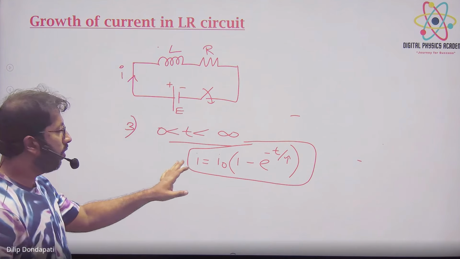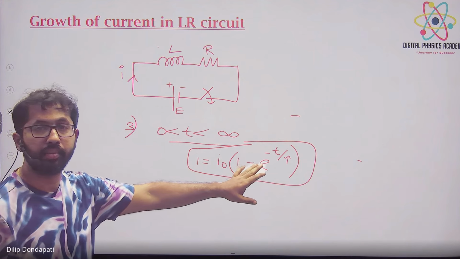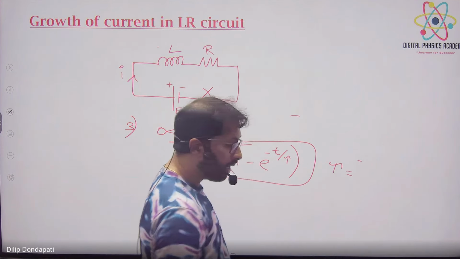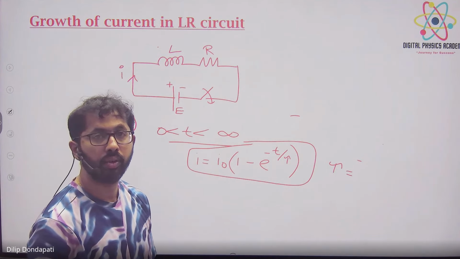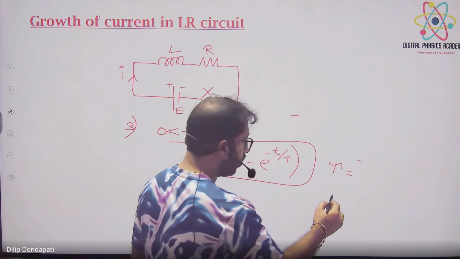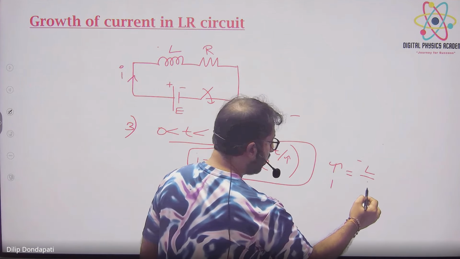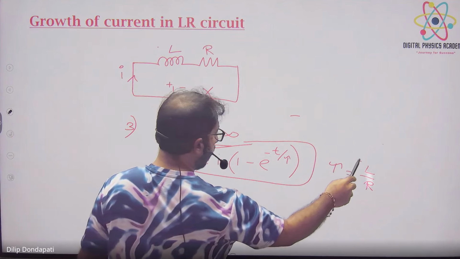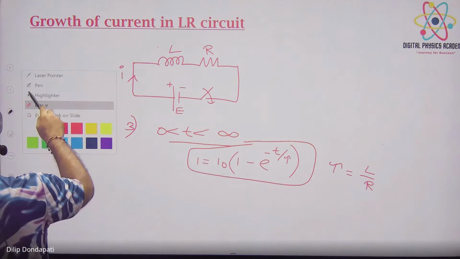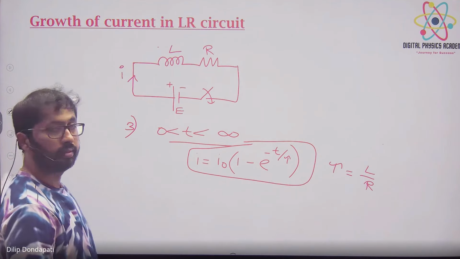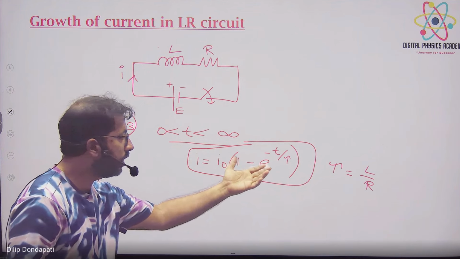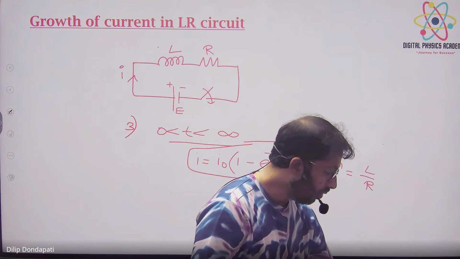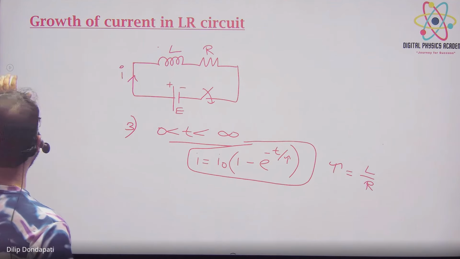Okay. So I equals I naught into 1 minus e power minus t by tau is the formula, where tau is called the inductive time constant, and tau is equal to L by R. Inductive time constant, that is L by R. So see, exponentially it is increasing. Learn the formula by heart: I is equal to I naught into 1 minus e power minus t by tau.